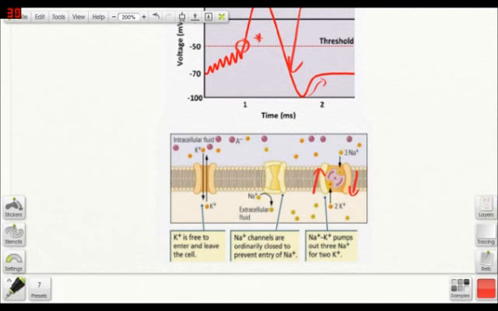So this is a very complex process, but I hope this is a simplistic but helpful breakdown of how it works.